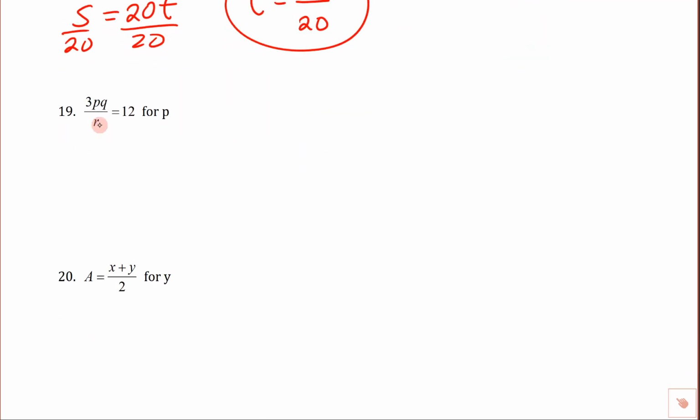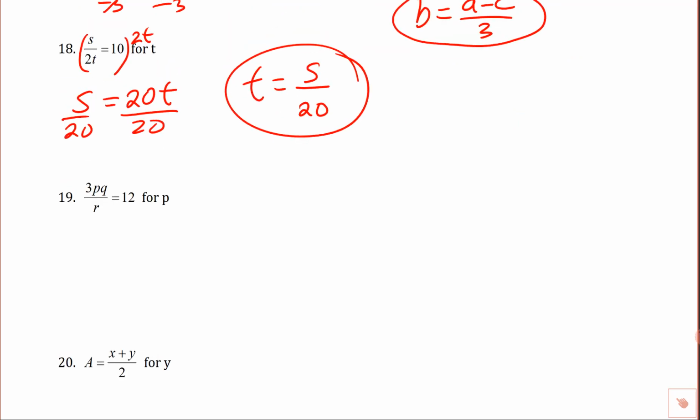We want to solve this equation for p. Notice, unlike the last one, the variable that we're solving for is in the numerator, so we're in good shape there. So I'm also going to clear the fractions on this one. I'm going to multiply both sides here by r. Let me go ahead and make this look a little bit better. We'll multiply both sides by that. So those are going to cancel. I've got 3pq equals 12r.